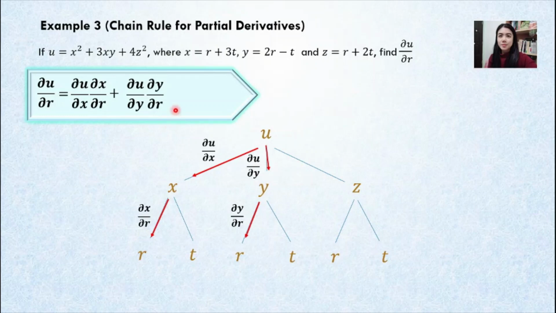Plus another branch that ends with the r, that is this one. It begins from the node u to z, and from z to r. Moving from u to z gives you the partial derivative del u del z, and this gives you del z del r. Multiply both of them, so you have del u del z multiplied with del z del r. So this is the formula for del u del r.